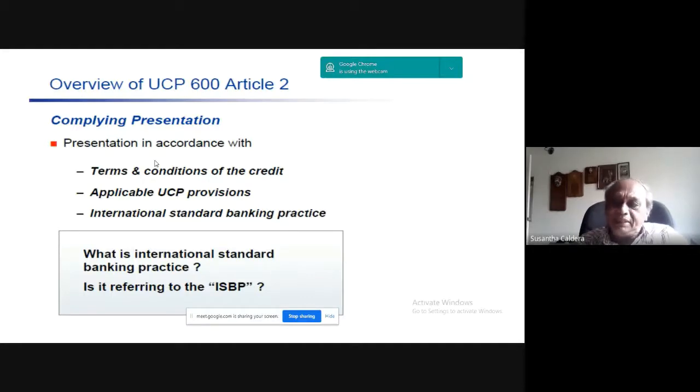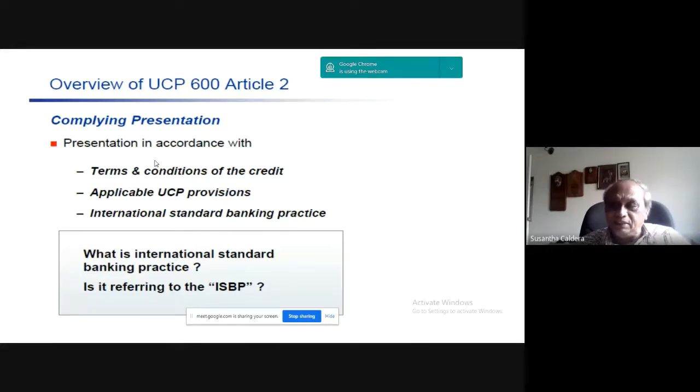International Standard Banking Practice is only a guideline for document checkers and not a rule. When you are checking the documents and you see certain discrepancies, you can quote UCP articles because that's a rule. ISBP is not a rule. It is only a guideline. Therefore, we never quote ISBP articles. We should not quote ISBP articles.